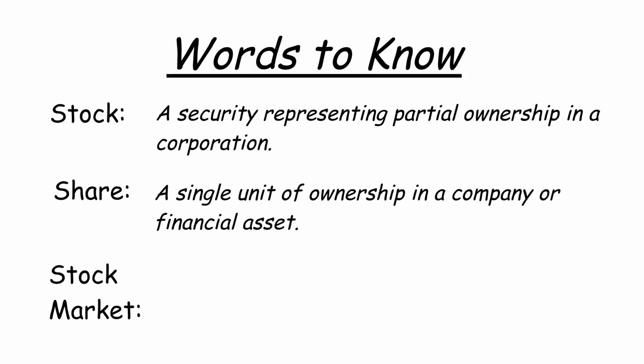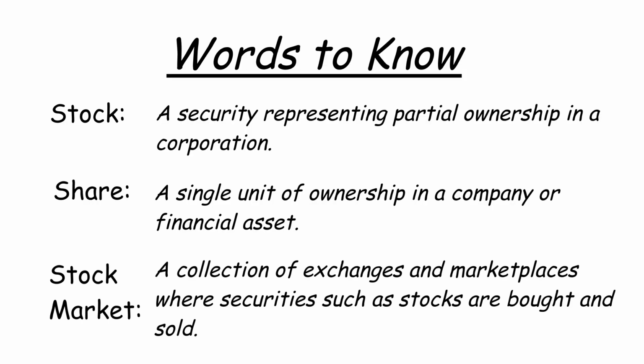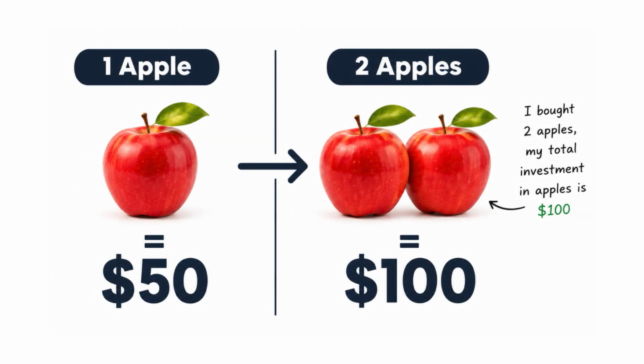You might ask, well, where do I buy these shares? And you buy these shares at the stock market, a collection of exchanges and marketplaces where securities such as stocks are bought and sold. So you can think of the stock market as like a grocery store and the shares of Apple as like actual apples. I go into the store and buy 2 apples at $50 a piece. That means I've invested $100 for 2 apples, and I'm hoping that I can sell them, say, a year later for more than what I paid for them.